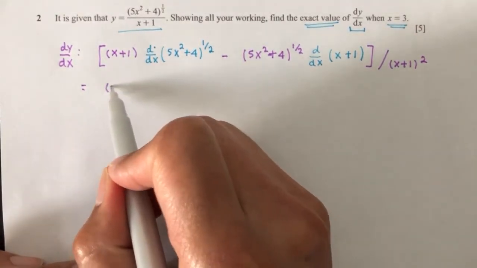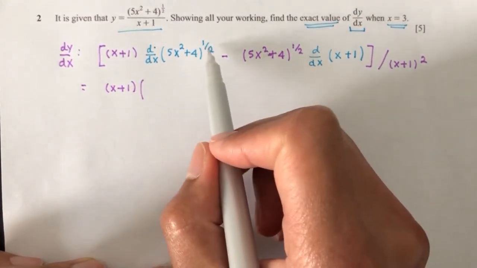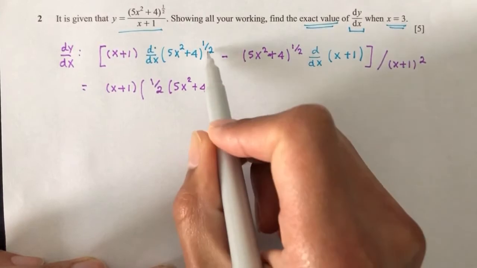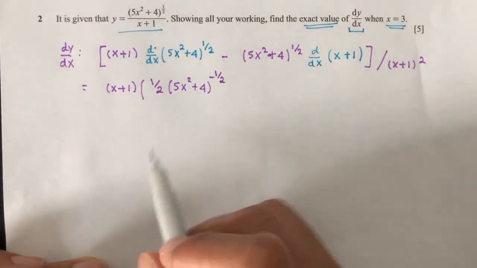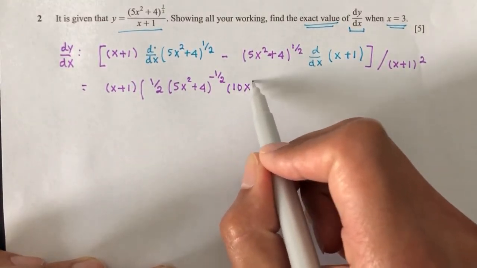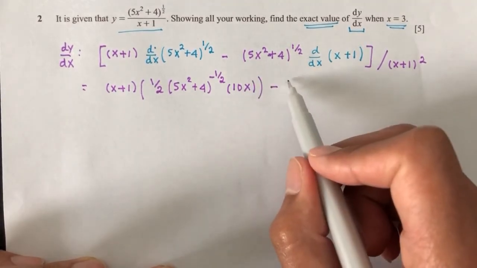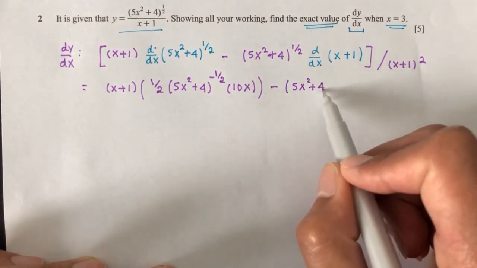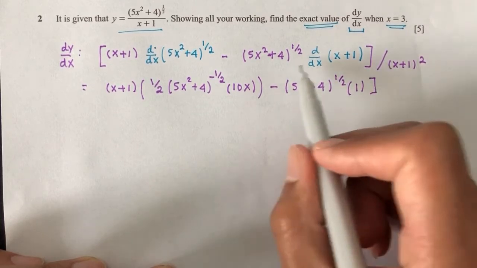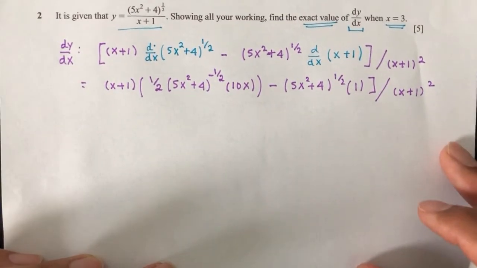So these ones remain the same, x plus 1. And differentiate this, it will be this multiply, that becomes half, 5x squared plus 2, half minus 1 becomes minus half. And then differentiate the inside, we have to multiply by 2 times 5 is 10x. Now minus, this remains the same, which is 5x squared plus 4 power half, and then differentiation of this one becomes 1, and this stays the same, divided by the same function.